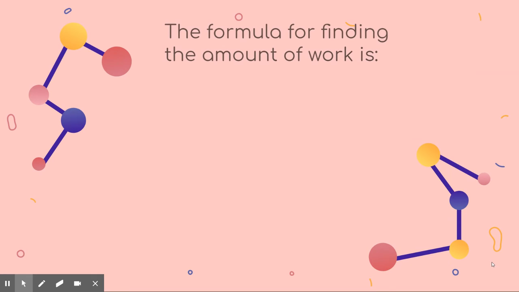So let's look at the formula for work. Work is equal to force times delta d. Delta is the little triangle, meaning a change in distance. So we're moving a certain amount of distance, a change in position.